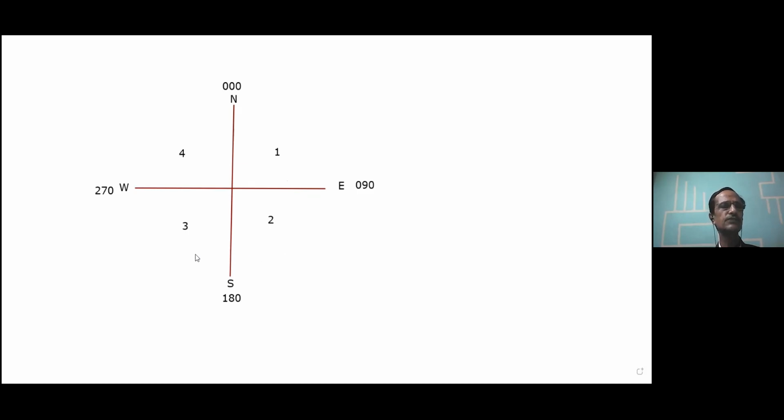If your heading takes you into the third quadrant, it will be even thousands of feet, 2000, 4000, 6000, 8000, 10,000, 12,000, 14,000, 16,000, that way. And if you are flying in the fourth quadrant, any heading which takes you into the fourth quadrant, your flight level should always be even plus 500. First quadrant, odd thousands of feet. Second quadrant, odd plus 500. Third quadrant, even thousands of feet. Fourth quadrant, even plus 500.